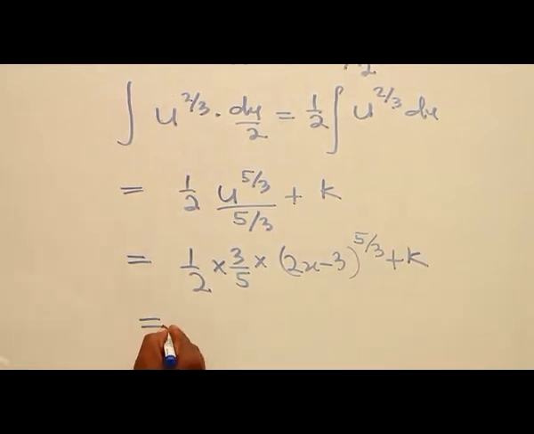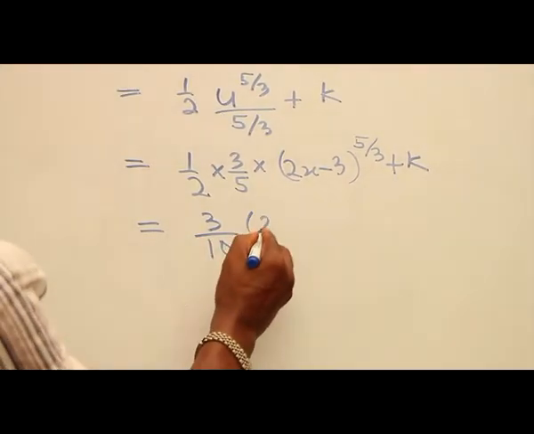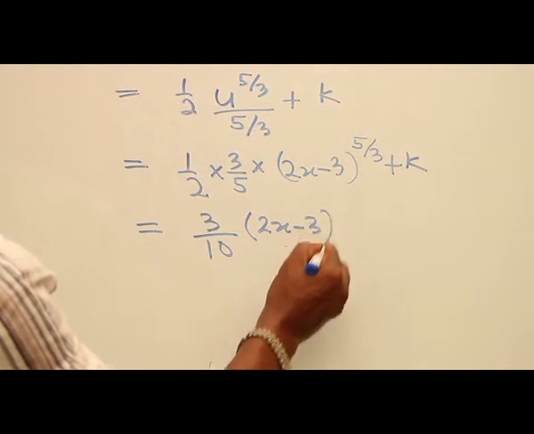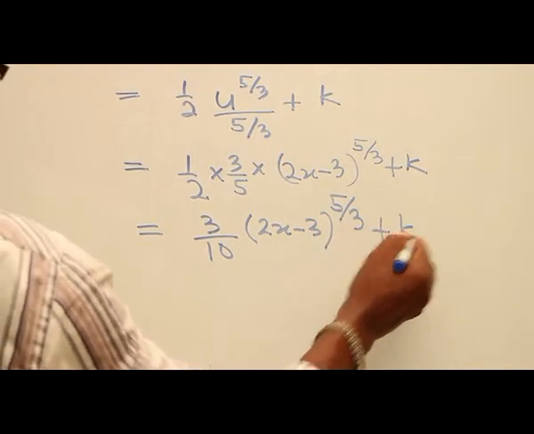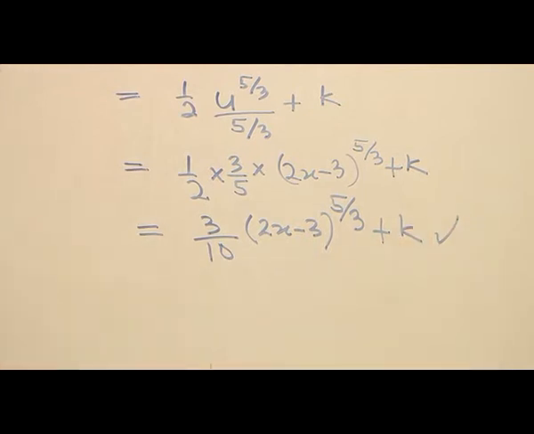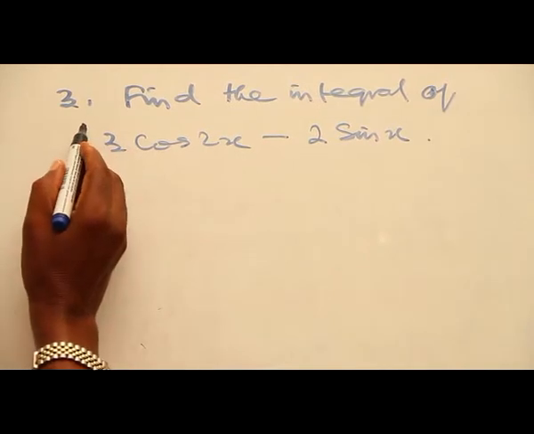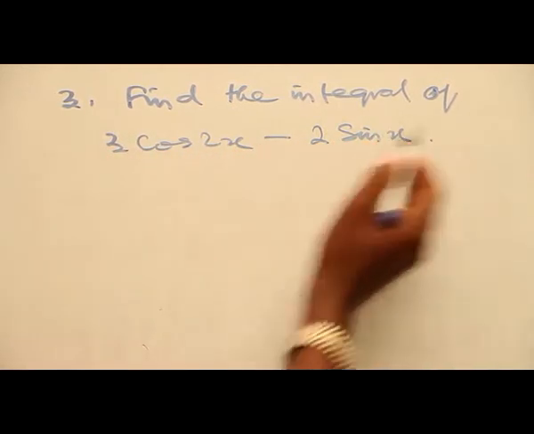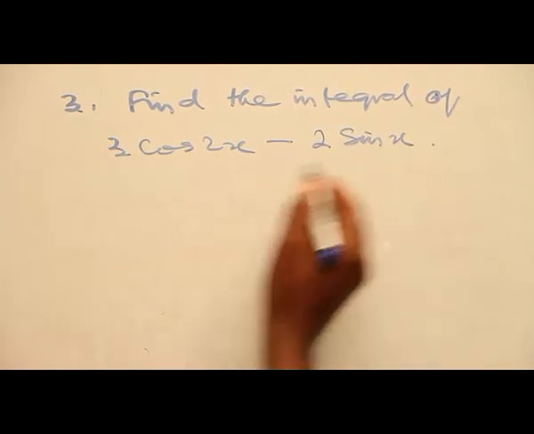So this simplifies further to 3 all over 10 into 2s minus 3 and then power 5 all over 3 plus the constant of integration. And that gives you the solution to that problem. Another example, example number 3, find the integral of 3 cos 2s minus 2 sin s.